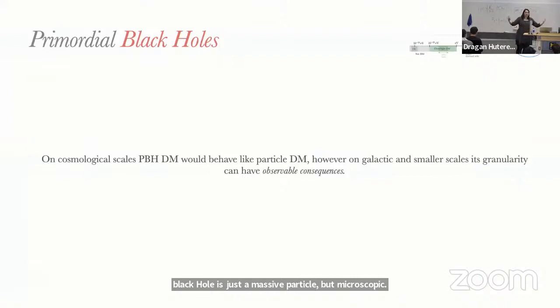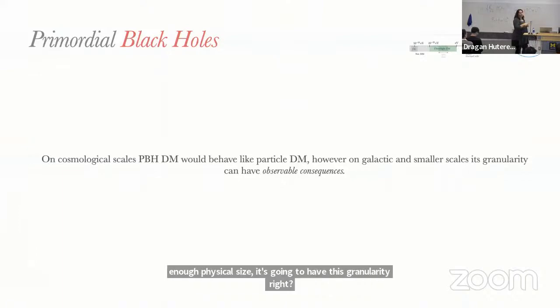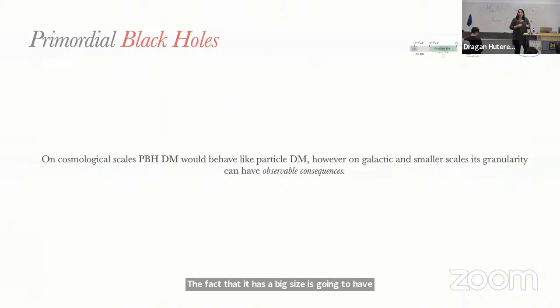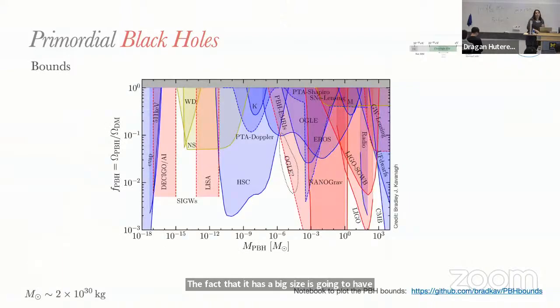But since it's macroscopic, right? Since it has an astrophysical size, it's going to have this granularity. The fact that it has a big size is going to have observable consequences on smaller scales. So you can try to see primordial black holes using things like lensing, microlensing, or gravitational waves. Because those are black holes, they are going to decay. You're going to have binaries of primordial black holes and all of the things we know for black holes.